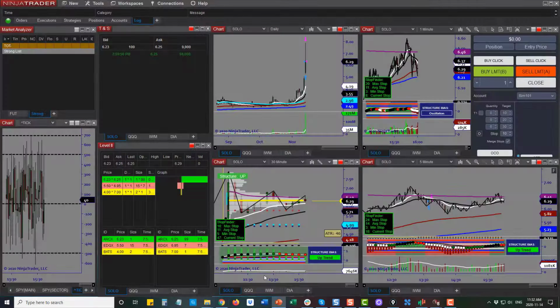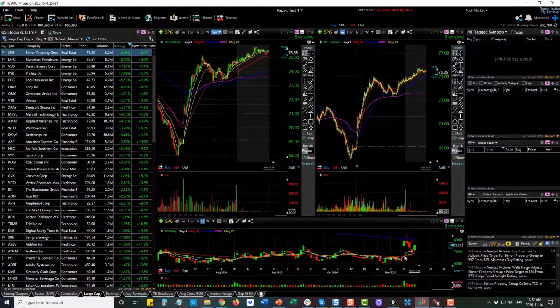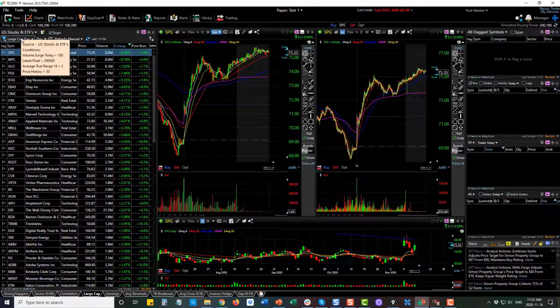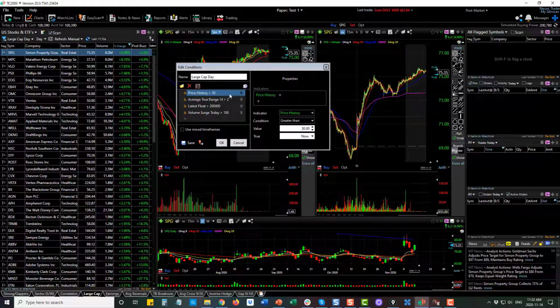Okay, but one of the things that we did was we built the scans in TC2000 so that you have the actual watch list and the scans all at the same time, and then we can look at the charts together. So it's just a little bit more flexibility. And so if I come in here, I'm scanning all the U.S. stocks, I'm scanning all of the ETFs in the industry. I'm going to look at my scan criteria. So I've got price over 30, average true range greater than 2 over the last 2 weeks. So I'm looking over the last 14 days. I want to see ATR, which is the study of the movement over that market, and then ultimately latest float, okay.